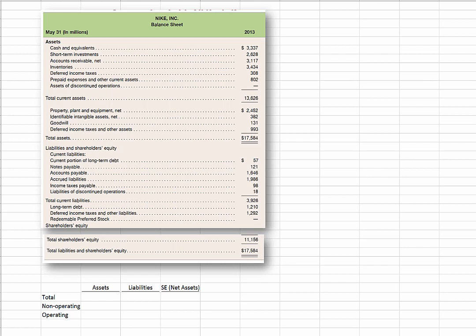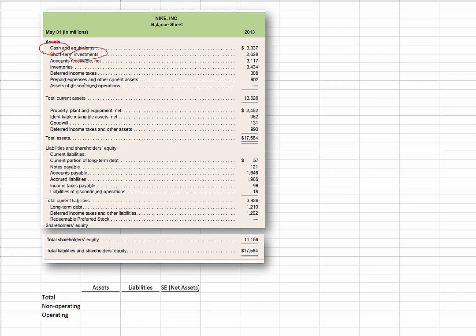Let's take a look at the example in Chapter 13 where your authors compute the value per share for Nike stock using net present value of future cash flows of the firm, or free cash flows of the firm. So our first task is to determine operating and non-operating assets and liabilities. So let me find my non-operating assets, since that's typically easier.